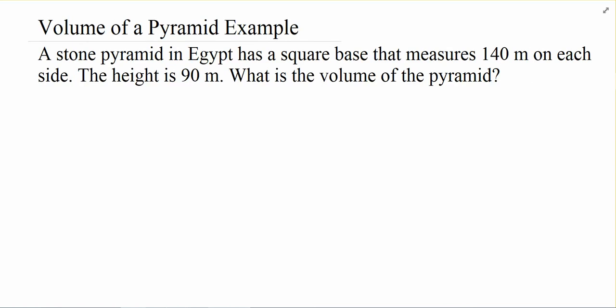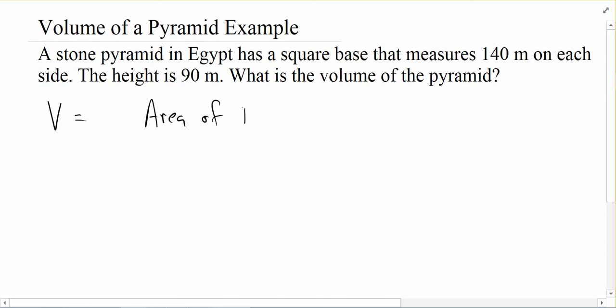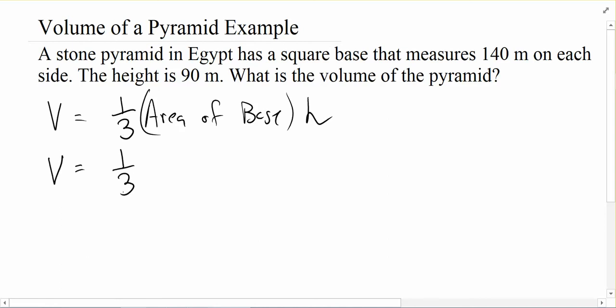Now a pyramid's another example of something that comes to a point. And so in this case, we're looking at a stone pyramid in Egypt that's got a square base that measures 140 meters on each side with a height of 90 meters. And so if we're looking at our formula again for volume, we could say, well, let's look at the area of the base. Let's multiply that by the height, but because this comes to a point, we need that factor of 1/3 out in front. Now in this case, the area of the base, well, it's a square base, so we're going to take our side squared times the height.